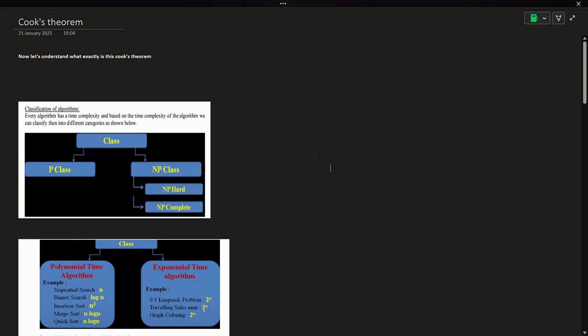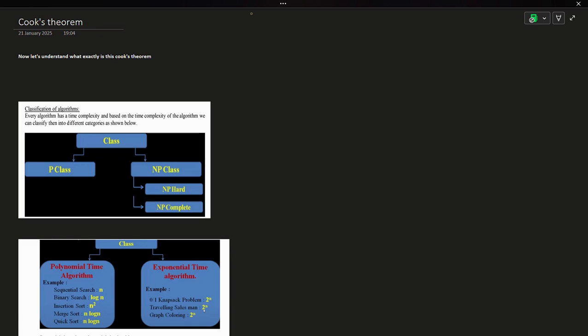So now let's understand Cook's theorem. But before understanding Cook's theorem, we need to understand what is P, what is NP, and what is NP hard and NP complete. So first let's understand these prerequisites to understand Cook's theorem in a much better way.